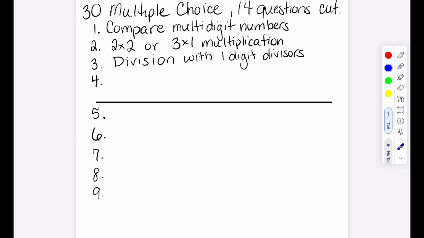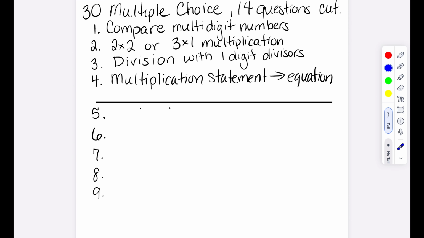Then they have some type of division problem where you're going to do something like some type of number divided by 4 or 5, but it's usually divided by a 1-digit number. Then some type of multiplication sentence. They might say, this number is 3 times the number 28 in words, and you have to turn it into an equation. Usually they use words like double or triple, or 3 times.